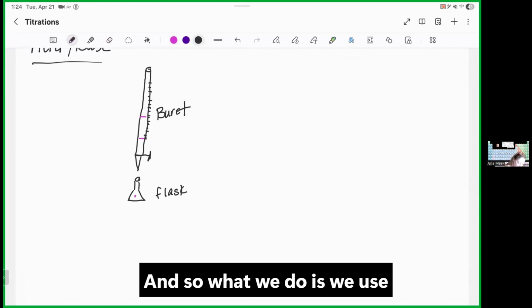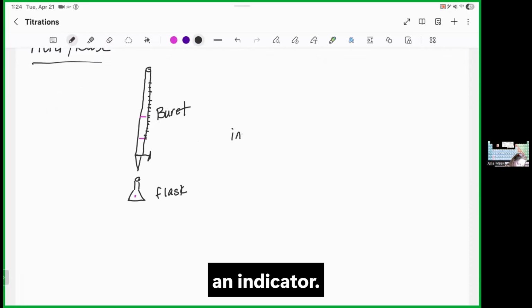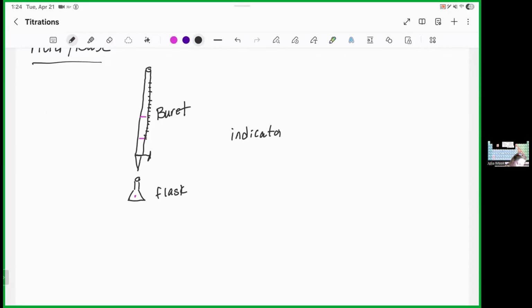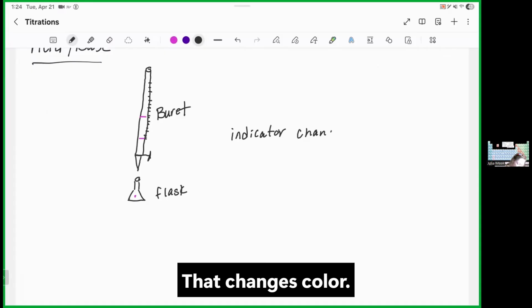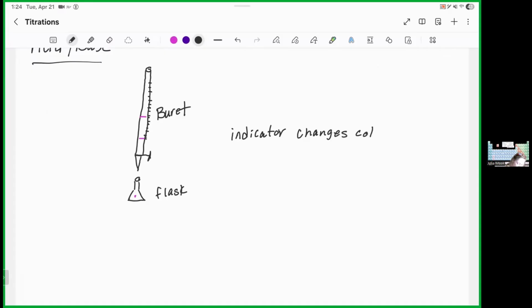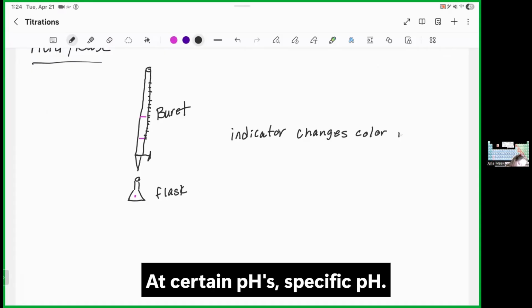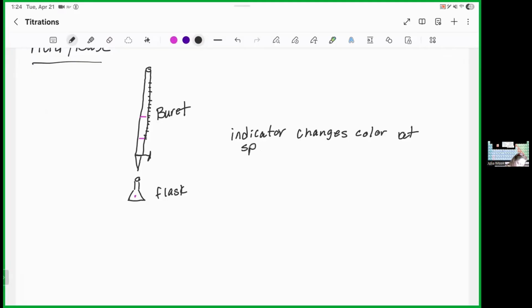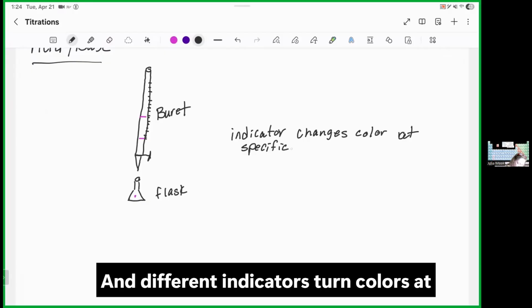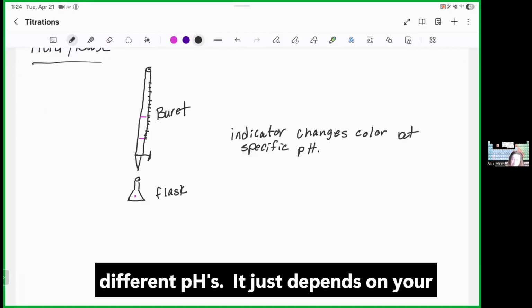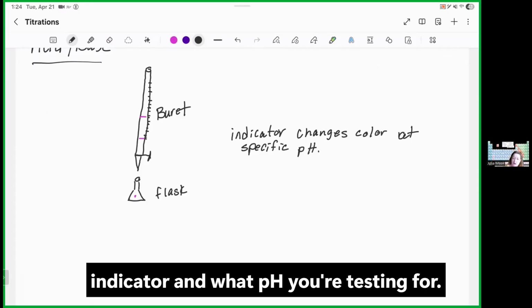And so what we do is we use an indicator that changes color at a specific pH, and different indicators turn colors at different pHs. It just depends on your indicator and what pH you're testing for.